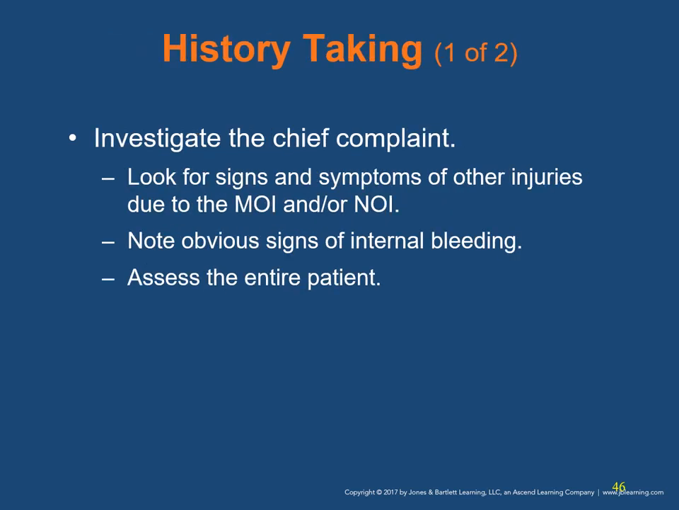History taking. Investigate the chief complaint. Look for signs or symptoms of other injuries due to the MOI or NOI. Note obvious signs of internal bleeding. Look more carefully in this step. In a responsive trauma patient who has an isolated injury with a limited MOI, consider a focused assessment before assessing vital signs and obtaining a history. Assess the entire patient, looking for the source of the problem, pre-existing illness, or other issues.